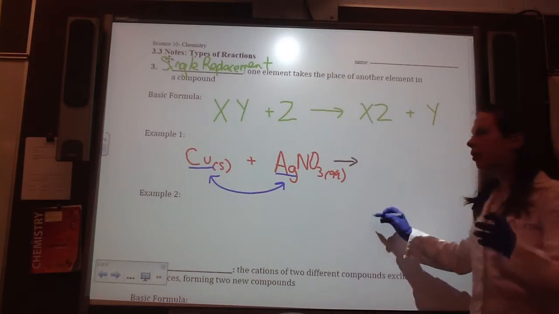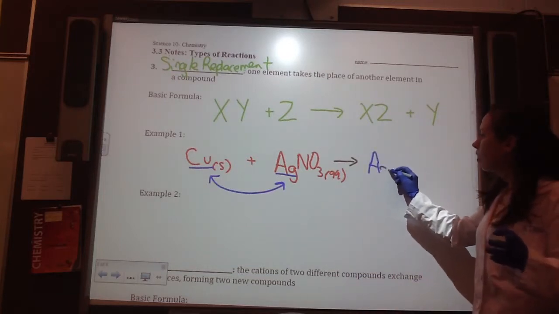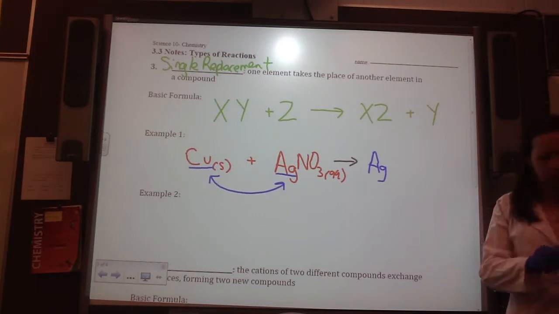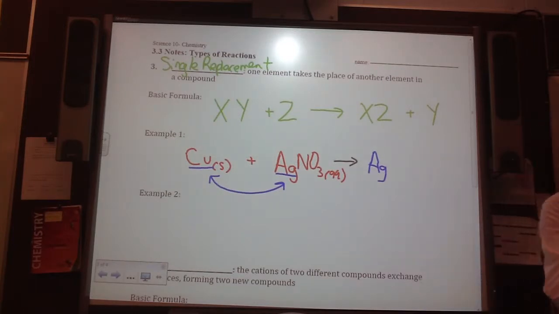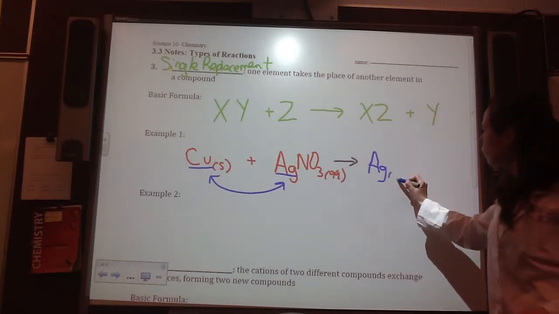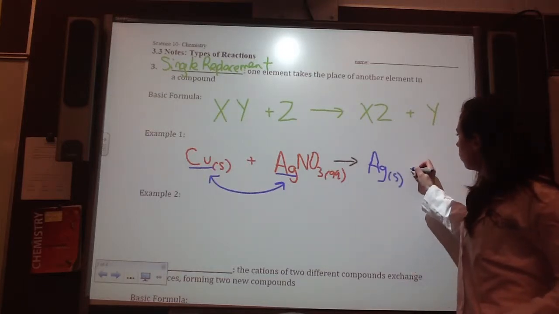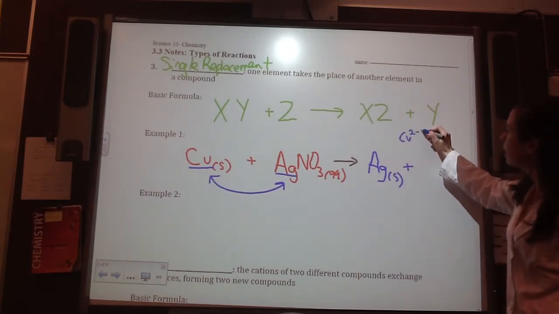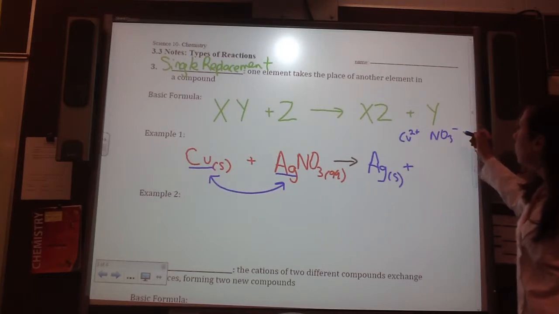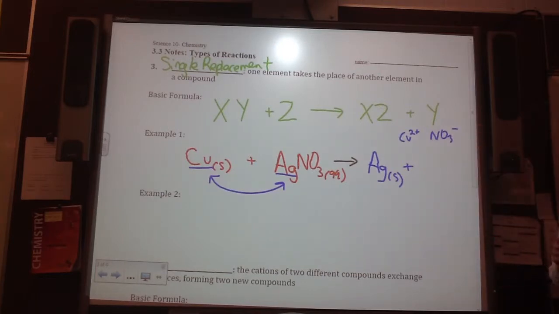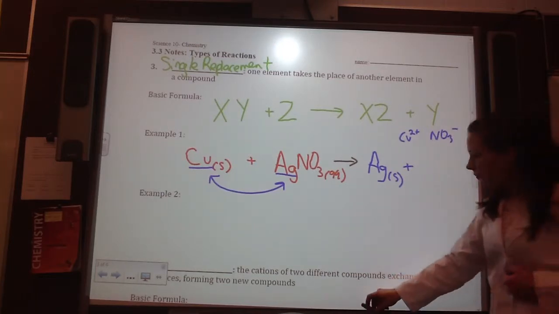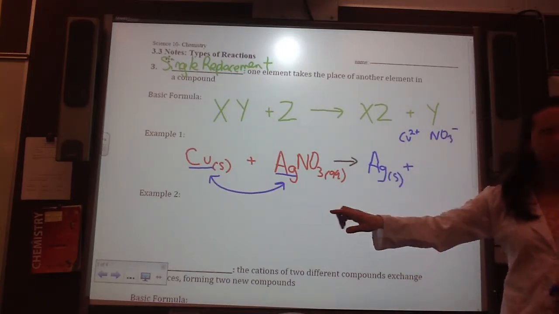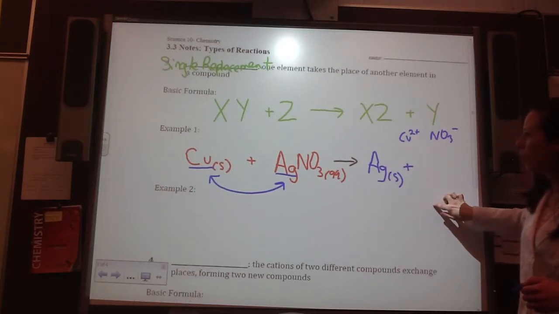So now the silver is written by itself. When silver is by itself at room temperature, what is it? Solid. And then we add copper 2 plus, so we have the Cu2 plus and NO3 minus. So our compound is, when we crisscross, will be, I'm running out of room. I'm just going to erase it and move it all over a little bit.